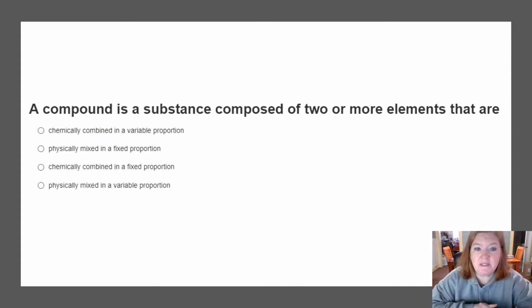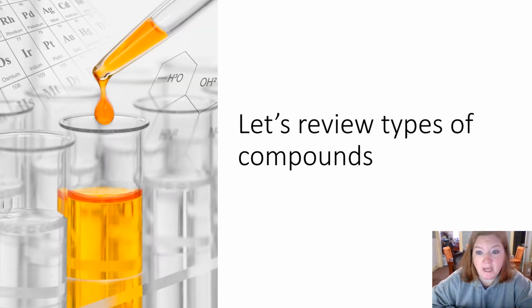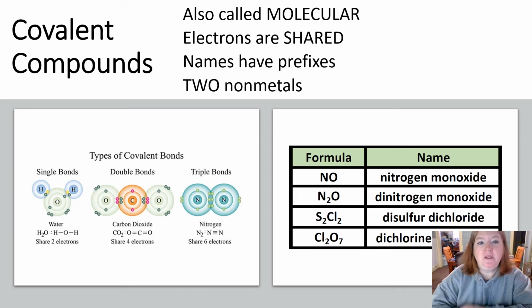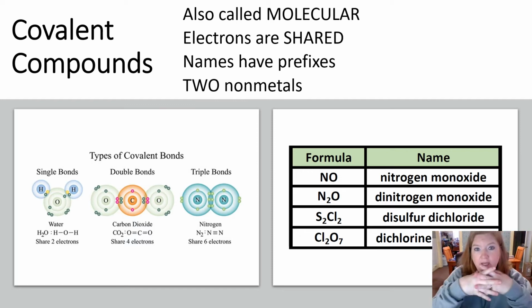A compound is a substance composed of two or more elements that are what? Chemically combined in a fixed proportion. Let's review types of compounds. So we have covalent compounds. They're also called molecular. So covalent and molecular mean the same thing. Their electrons are shared. Their names have prefixes. And they're formed when two nonmetals bond together.